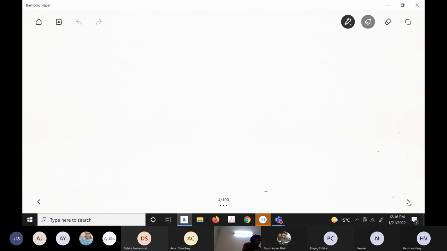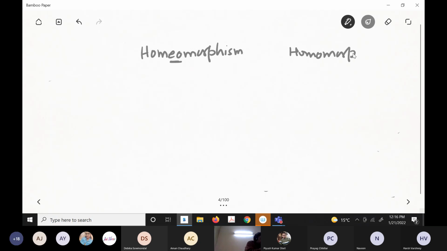Now I want to study the spatial map, that is, homeomorphism. I think last semester I mentioned this word, homeomorphism. Here it is not group homomorphism. Here one extra is there.